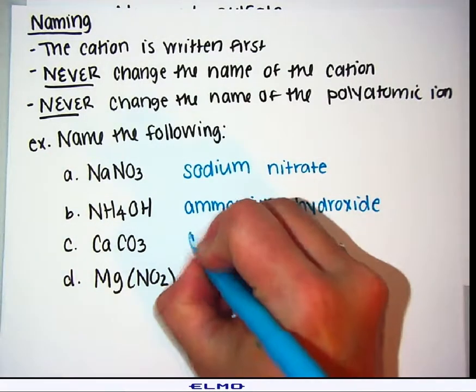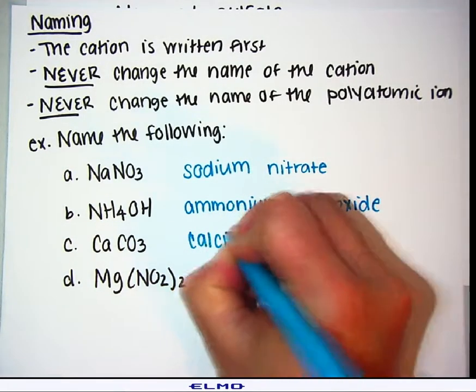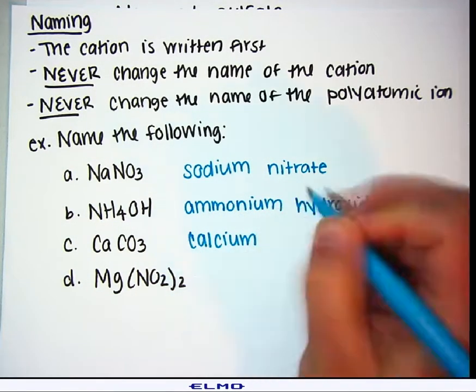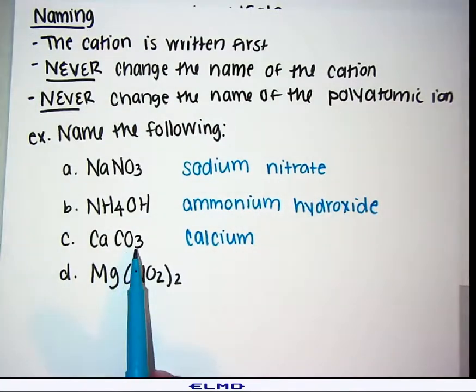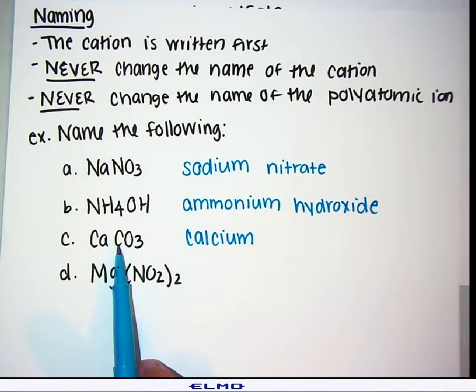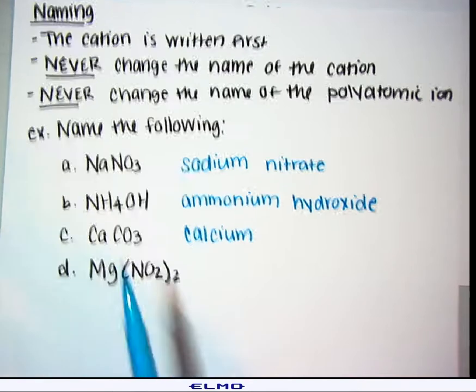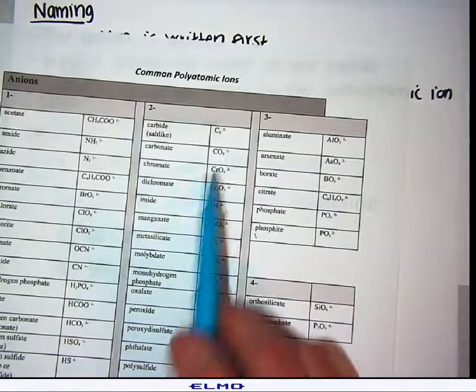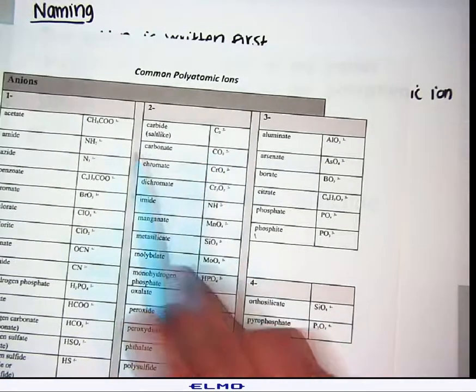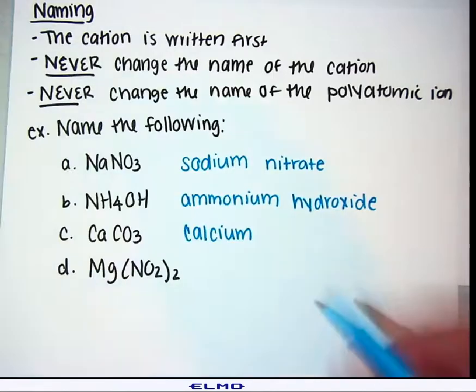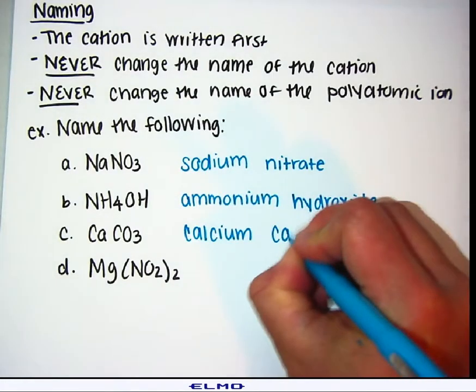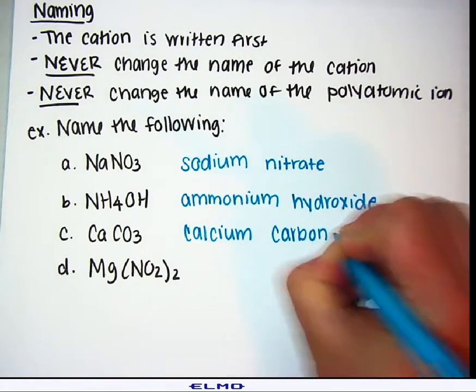Ca is calcium. The cation comes first. Never change the name of the cation. CO3 is polyatomic. It is made up of many atoms, 1 carbon and 3 oxygens. Find CO3 on your reference sheet. It is carbonate. This formula is calcium carbonate.